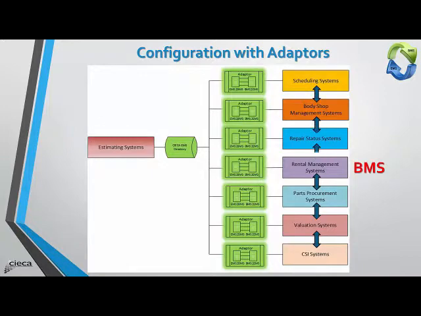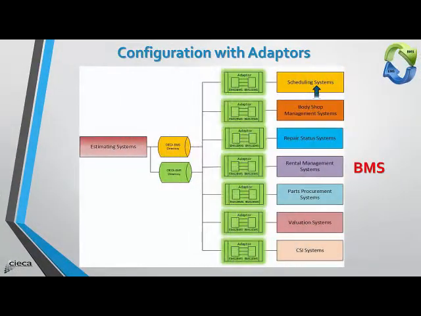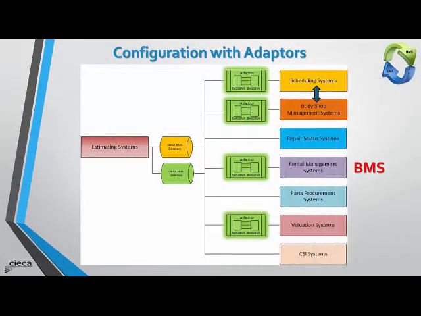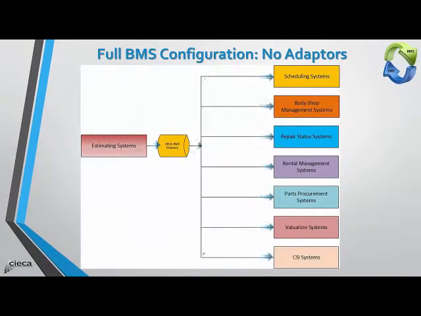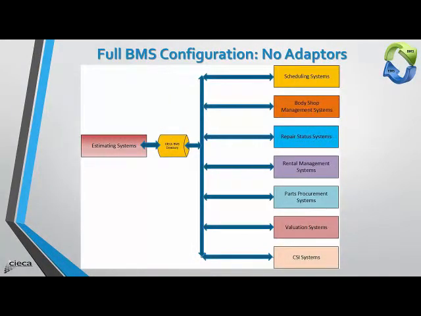Now, let's imagine that the estimatics platform in the shop is now BMS enabled. Both the EMS and BMS outputs may still be initially required. Now that the BMS output is available, other systems can now remove the software adapter. In this case, repair status, parts procurement, and CSI adapters have been removed. Having removed all the software adapters, we are done. We have fully implemented the BMS.